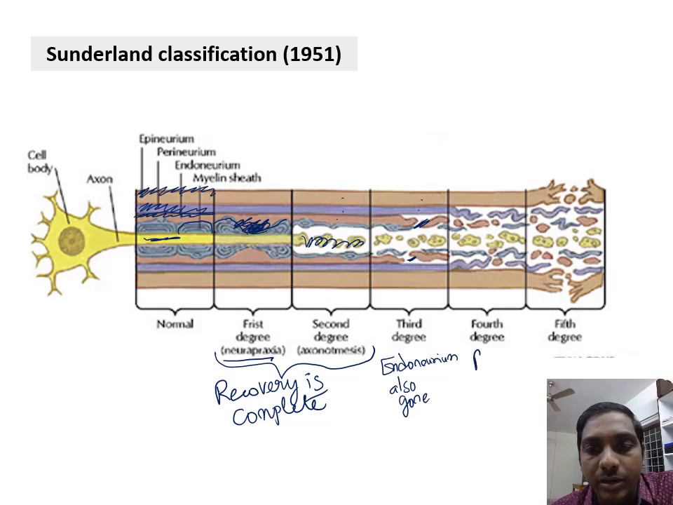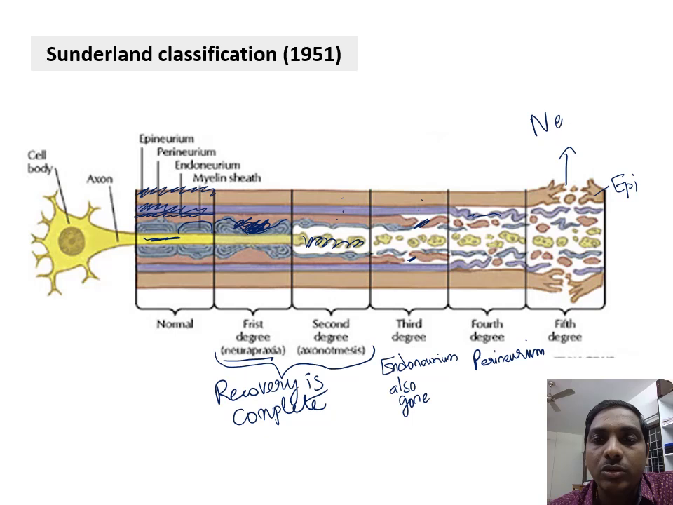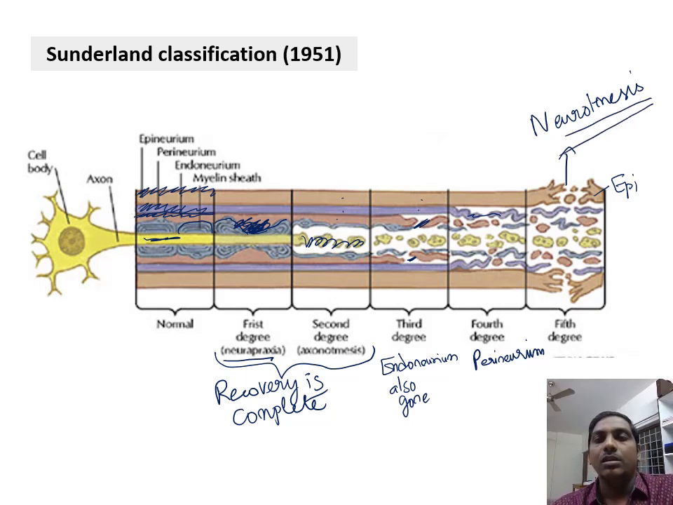And in fourth degree, the perineurium, see the blue tinge, the perineurium also got disrupted. And fifth degree, even the epineurium got disrupted. So the fifth degree is equivalent to neurotmesis as per Seddon's. Third and fourth degree, there will be slight recovery possible, right? But it's not complete, because what happens when the regenerating nerve sprouts from the proximal end, it cannot align always. So what happens, they form a neuroma.